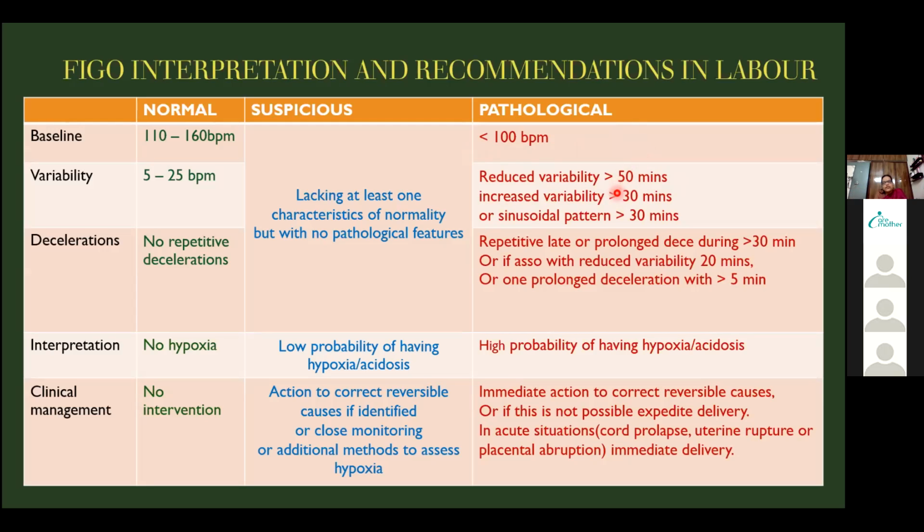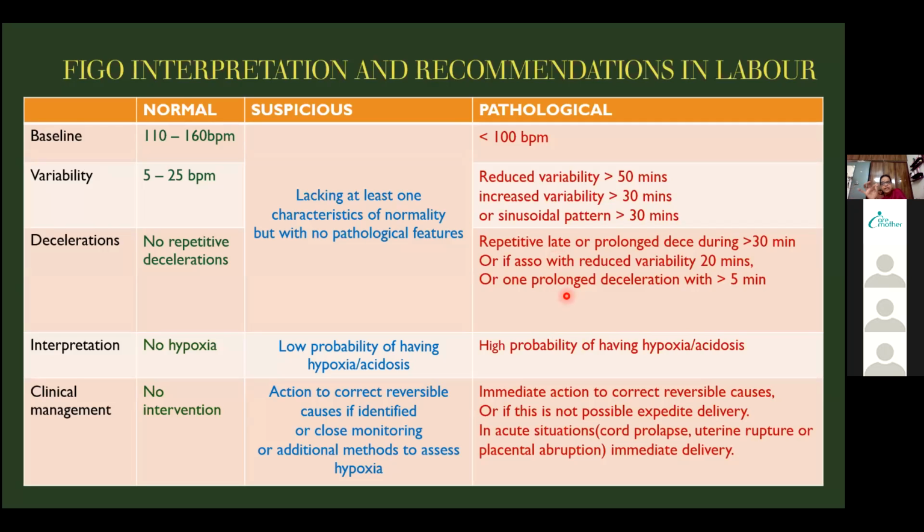So if it is lasting for more than that, and the repeat CTG also shows bradycardia and reduced variability, then it becomes a pathological CTG. Or an increased variability. It can occur in the state of wakefulness for the baby, but should not last for more than 30 minutes. If it is more than 30 minutes, again it becomes pathological. Or if there is a sinusoidal pattern for more than 30 minutes, this becomes pathological. Coming to decelerations. If you see an occasional deceleration, you don't worry whether it is early, late, or variable. But if there is a repetitive late deceleration or a prolonged deceleration for 5 minutes in a 30 minute trace, then it is worrisome.